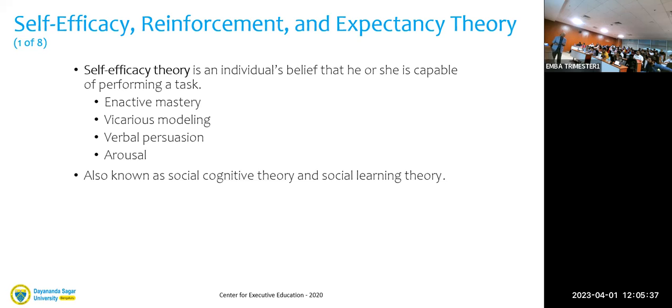Vicarious modeling is very interesting. Anybody heard of vicarious modeling? So, along with my cricket, I was also very good at table tennis. And I can assure you, I can still beat many of the students here at table tennis if we play. But I used to play a lot of table tennis on the ship.